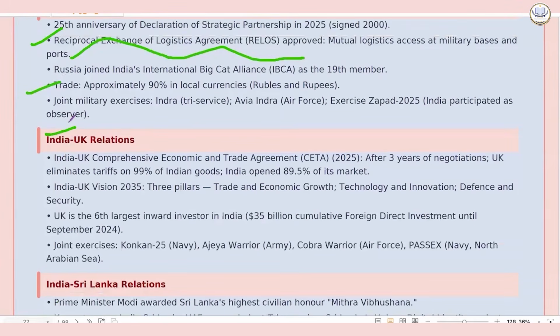relations. The India-UK Comprehensive Economic and Trade Agreement, CETA 2025, after 3 years of negotiations: the UK eliminates tariffs on 99% of Indian goods, and India opened 89.5% of its market.